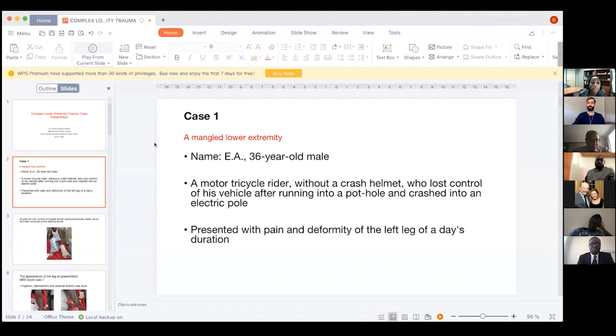Is it okay now? Well, let's see if it advances. We're seeing right now case one, a mangled lower extremity, just the slide, not in presenter view.